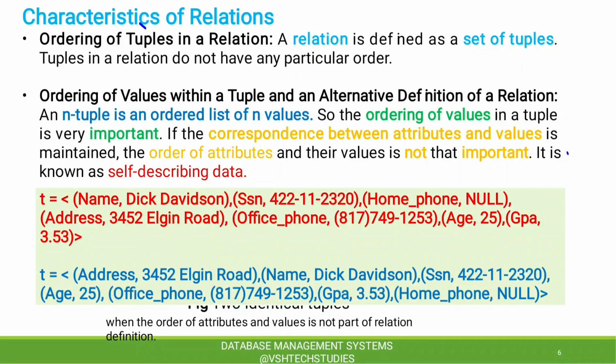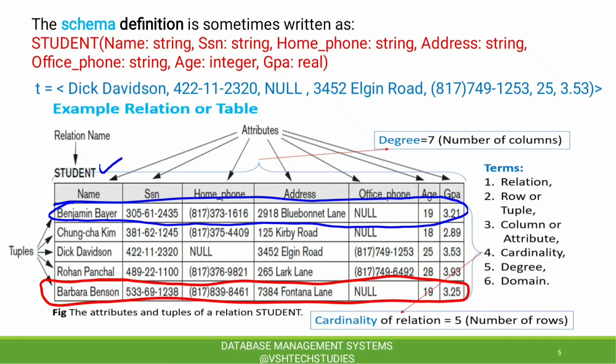Next we shall see two characteristics of relations. The first one is with respect to ordering of tuples in a relation. A relation is defined as a set of tuples. The tuples in a relation do not have any particular order. That means if you consider the student relation here, there are 5 tuples: first, second, third, fourth, fifth. 5 rows means 5 tuples. Details of 5 student entities are stored, each row holding one student's details.